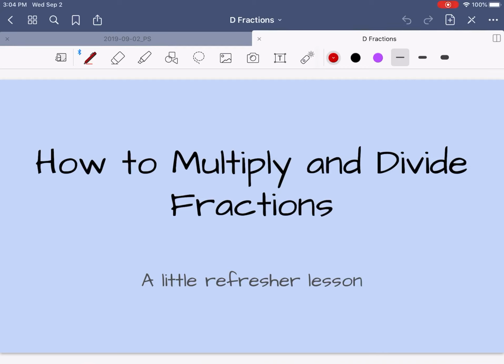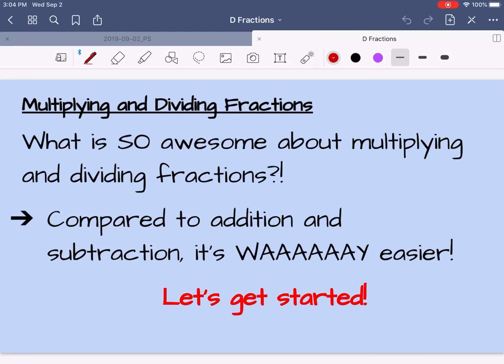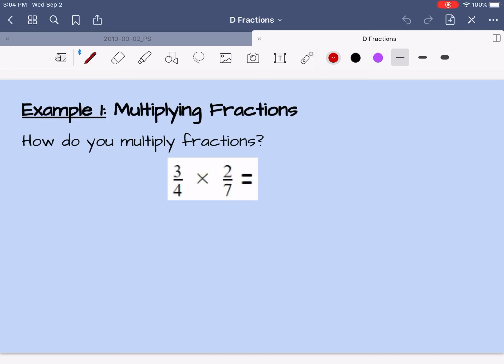Everyone, let's go ahead and get into how to multiply and divide fractions, just a little refresher lesson. All right, what is so awesome about multiplying and dividing fractions? Compared to addition and subtraction, it's way easier. Love multiplying and dividing fractions. Okay, so let's start off multiplying fractions.